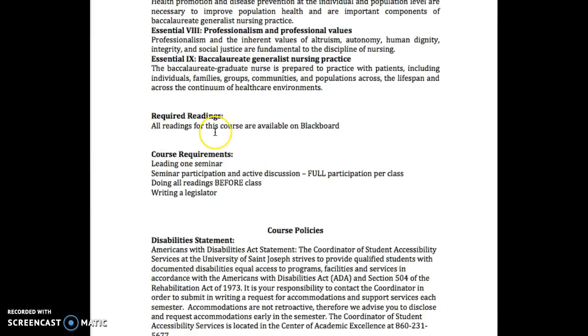So as I said, all the readings are already on Blackboard. You didn't have to buy a textbook for this course, so it was very nice of me. These are what the course requirements are in terms of the general assignments. Just make sure that you do your reading before that week of class so that when you listen to the lecture it makes sense, so that you can participate in the discussion posts, things like that.